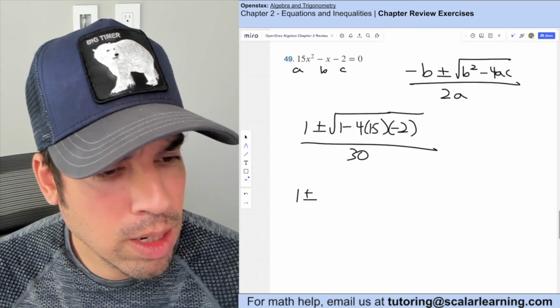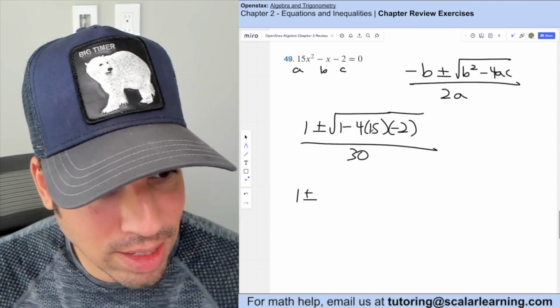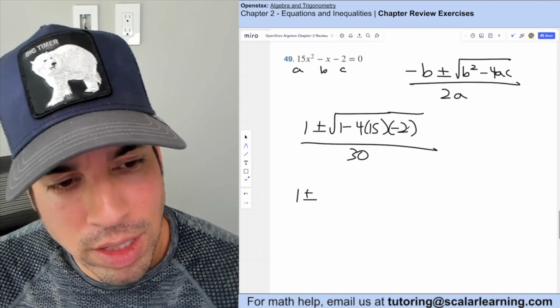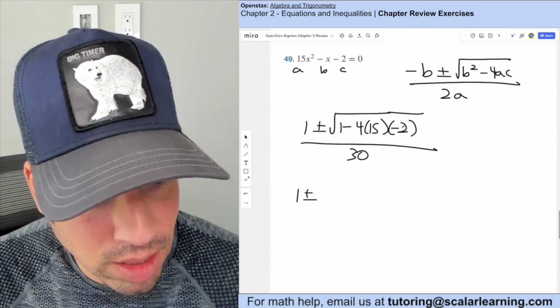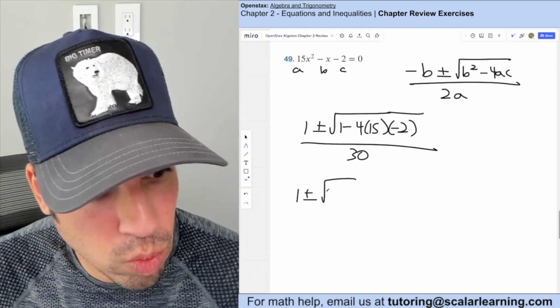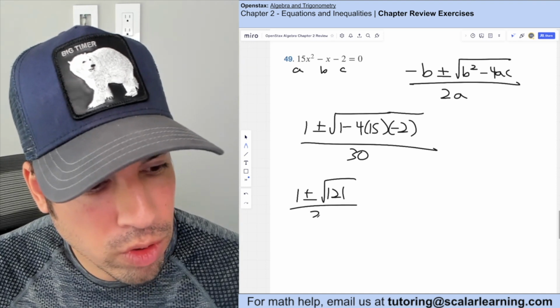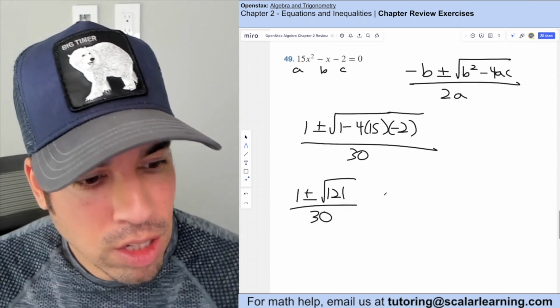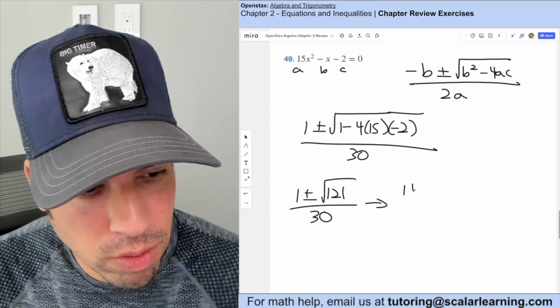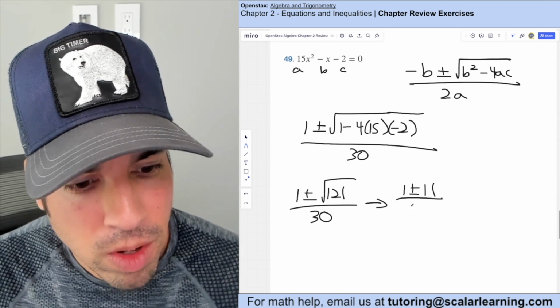This becomes 4 times 15, which is 60, times 2 is 120, right? Because the negatives are going to cancel out. Plus 1 is 121 over 30. How nice. That's a perfect square. So that becomes 11, right? Square root of 121 is 11 over 30.